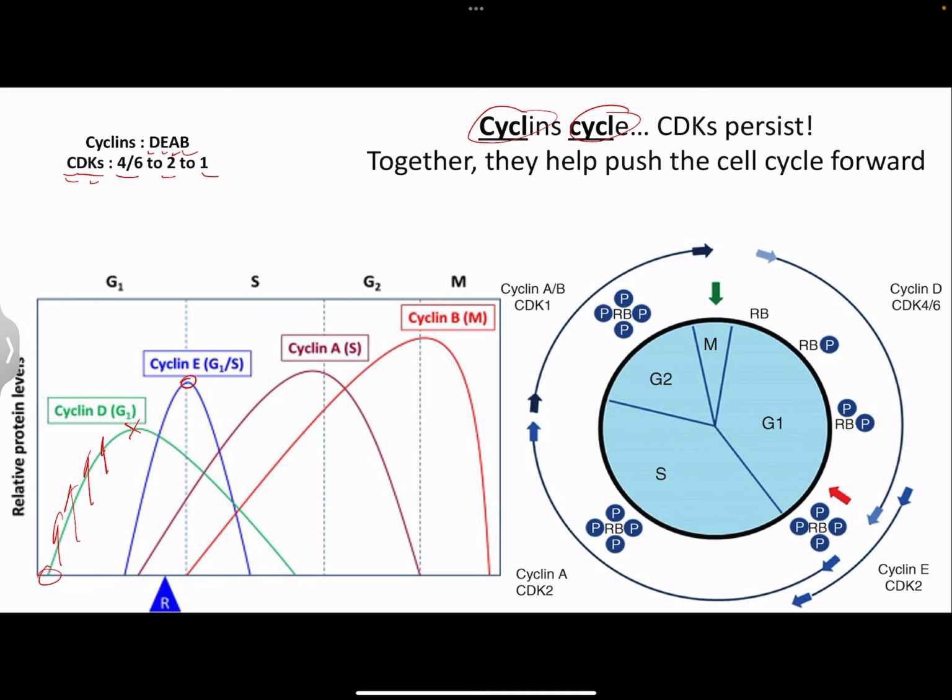We then see similarly E accumulating. E is going to accumulate with 6. And together, the complex is going to try to push the cell cycle forward. And then once they've done their job and they've transitioned us into S phase, they can start to be degraded.